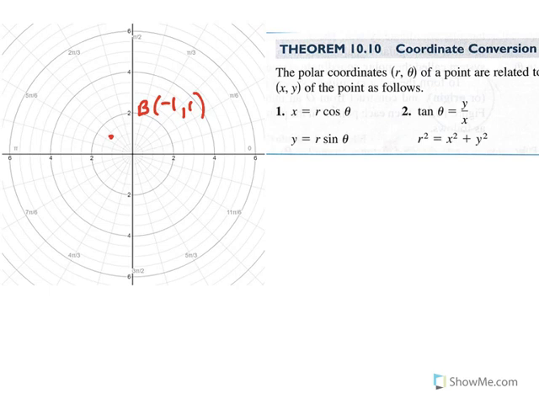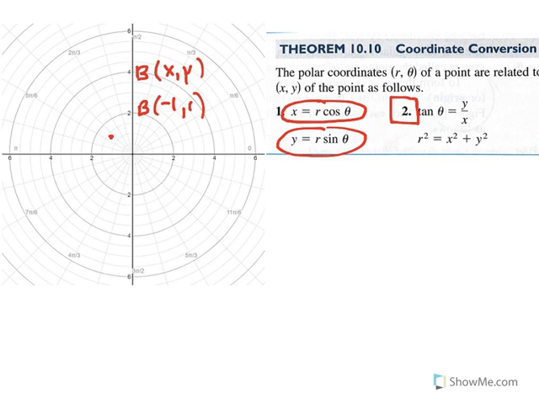Consider point B, which I showed in red, with rectangular coordinates negative 1 for x and positive 1 for y. Suppose we want to write the polar coordinates for point B. In the previous example, we went from polar to rectangular, and in doing so, we used the coordinate conversion equations listed under 1 here. In this example, to go from rectangular to polar, we will use the coordinate conversion equations listed here in 2.